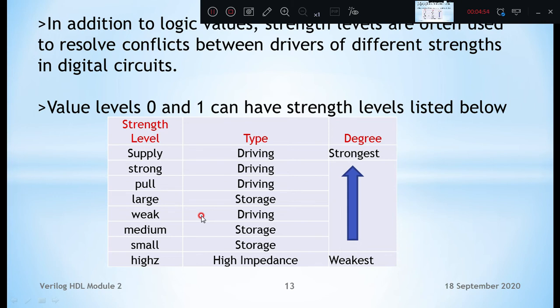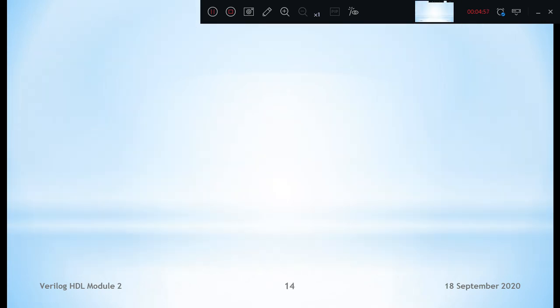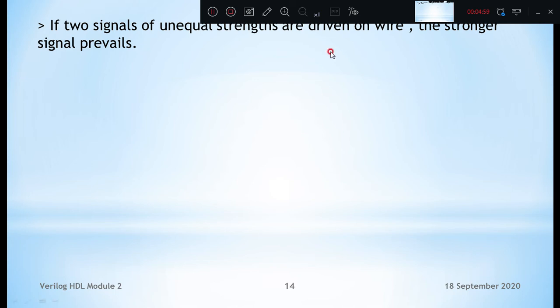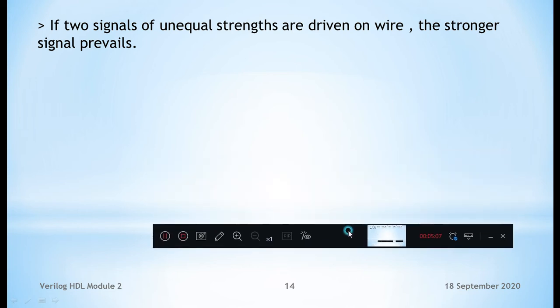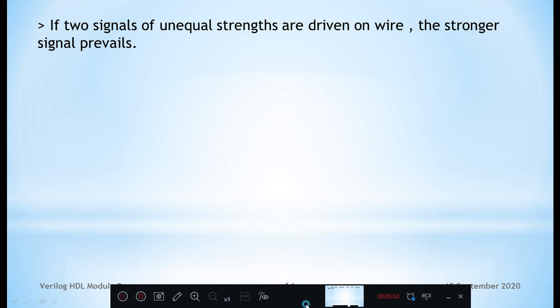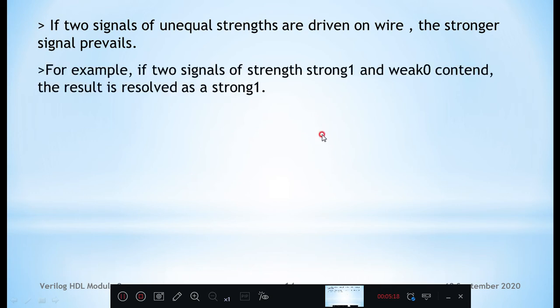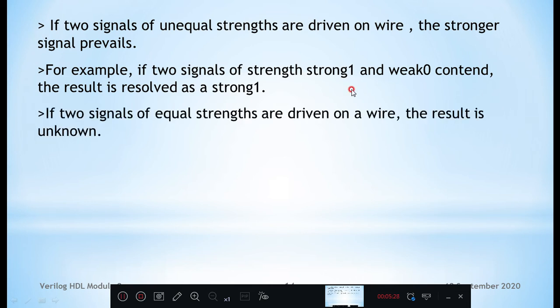Value levels 0 and 1 have strength levels listed below. If two signals of unequal strengths are driven on a wire, the stronger signal prevails. If you see an example, if two signals of strong 1 and weak 0 contend, the result is resolved as a strong 1.